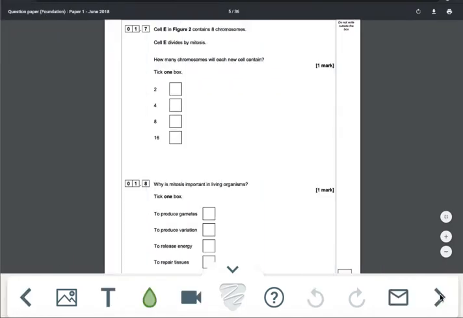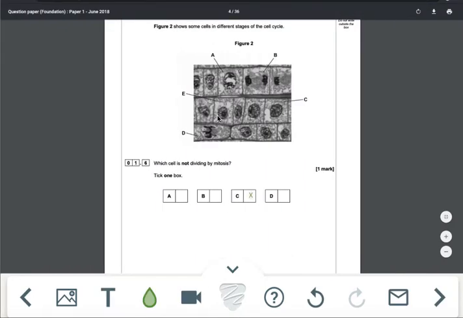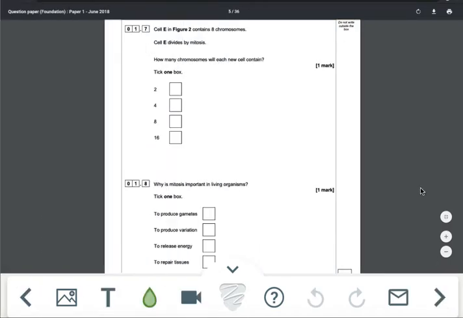Next question. Now we're looking at cell E in figure 2, which contains 8 chromosomes. So we just go back and look at cell E quickly. Once again, doesn't look like it's doing too much. There we go. It says cell E divides by mitosis. How many chromosomes will each new cell contain? Right, so it's important to remember in mitosis, the cell cycle doubles the amount of chromosomes before mitosis occurs and the cell splits. Okay, so let's think about this in order.